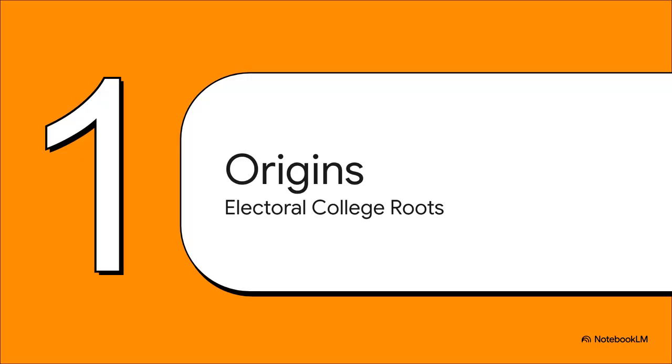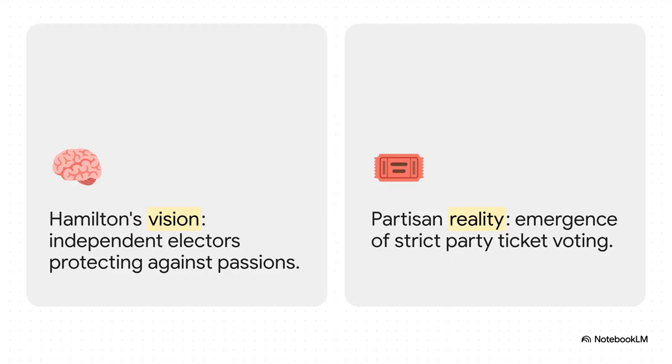All right, Section 1, Origins of the Electoral College. To get why the math works the way it does today, we absolutely have to start with what the founders originally intended. And this brilliantly illustrates the gap between theory and practice. On the left, we have Alexander Hamilton's vision. You can read it in Federalist 68.